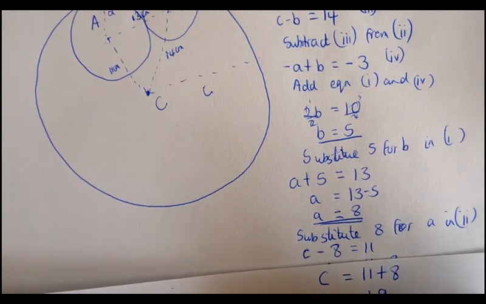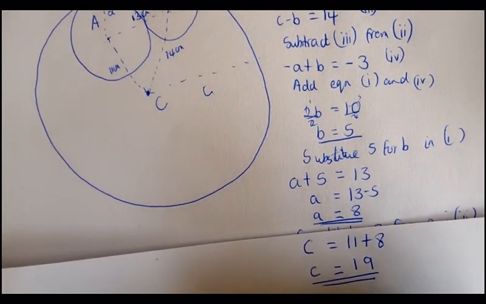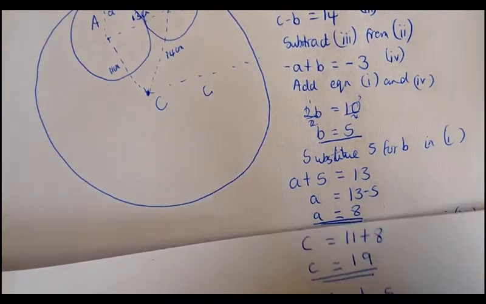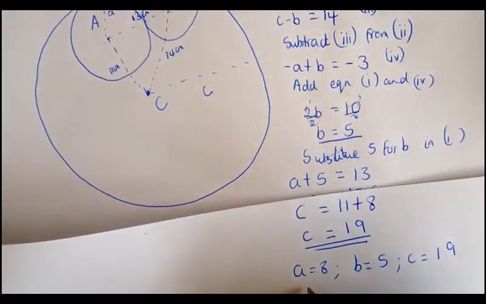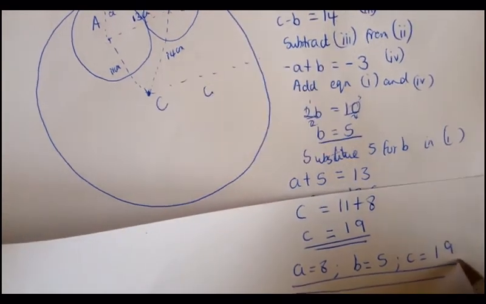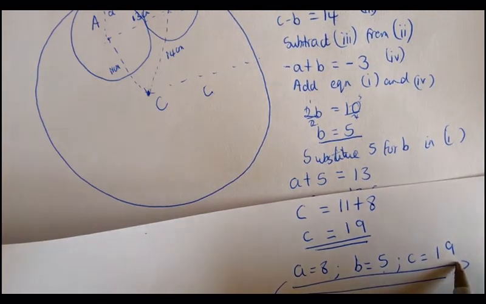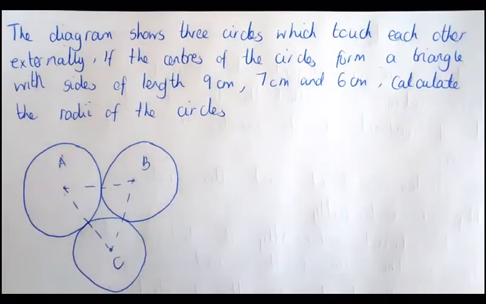Now we have c, a, and b. A is equal to 8, b is equal to 5, and c is equal to 19. We have worked through the example. We have calculated the radii. The radius for circle A is 8, circle B is 5, and circle C is 19. Now let us proceed to example 2.